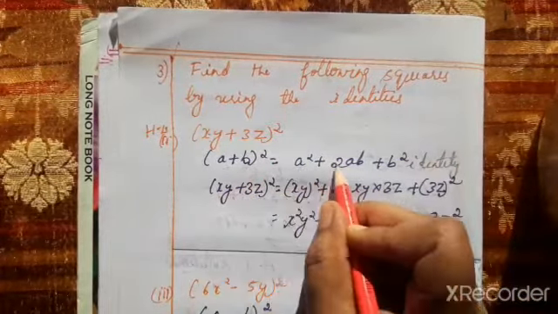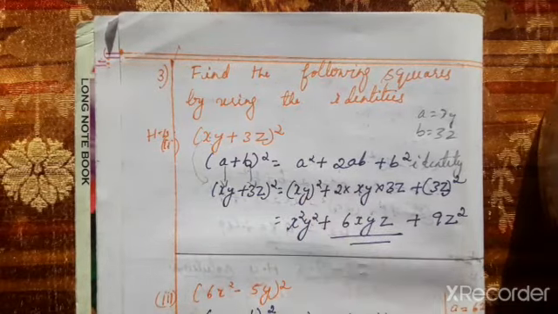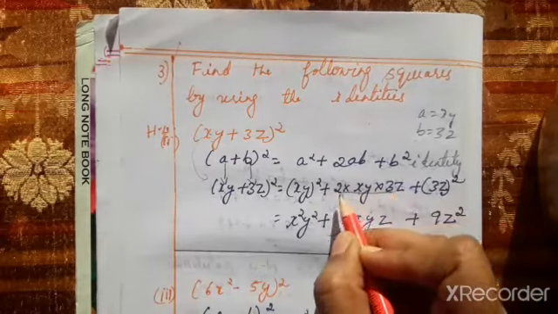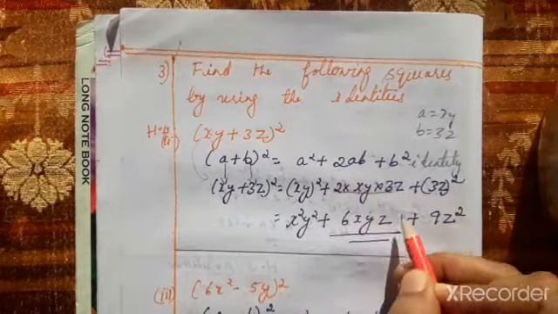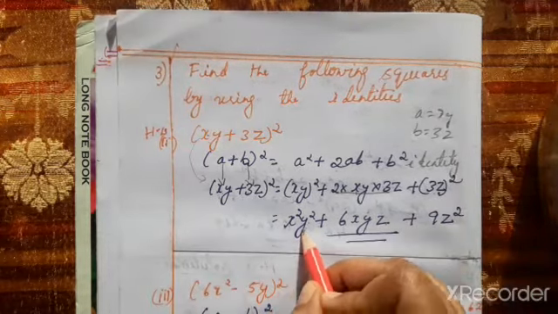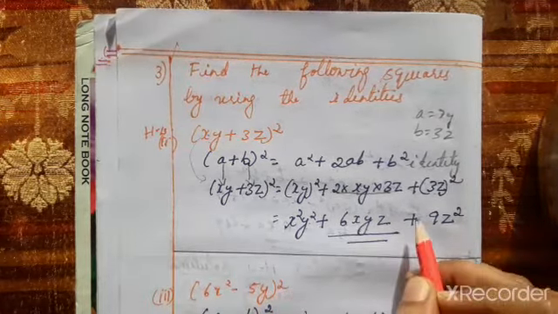Now (xy)²: x times x is x², y times y is y², so x²y². Plus 2 times x times 3z: 2 times 3 is 6, xy times z is xyz. Plus (3z)², which means multiplying 2 times, so 3 times 3 is 9, z times z is z². The answer is x²y² + 6xyz + 9z². Now the third question in that.